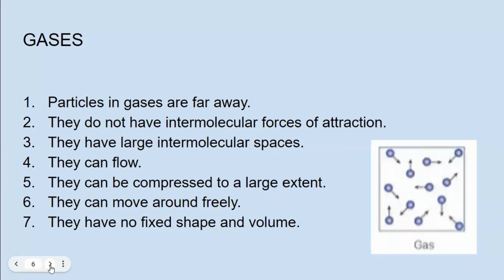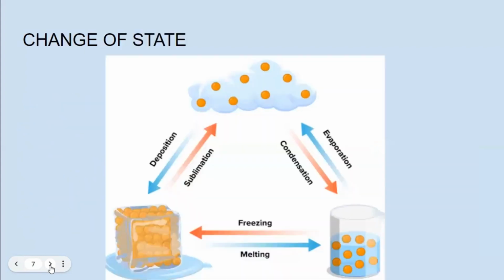Similarly, gases have no attraction in between their particles. The particles do not have any attraction in between them at all, so they can easily fly here and there. They have large gaps in between them. You can compress them to a large extent. They do not have any fixed shape. You fill the gas in a container, in a syringe, in a balloon, it will take the shape. The volume will also change. You can compress a large volume of a gas into a very small volume. So these are the properties of gases.